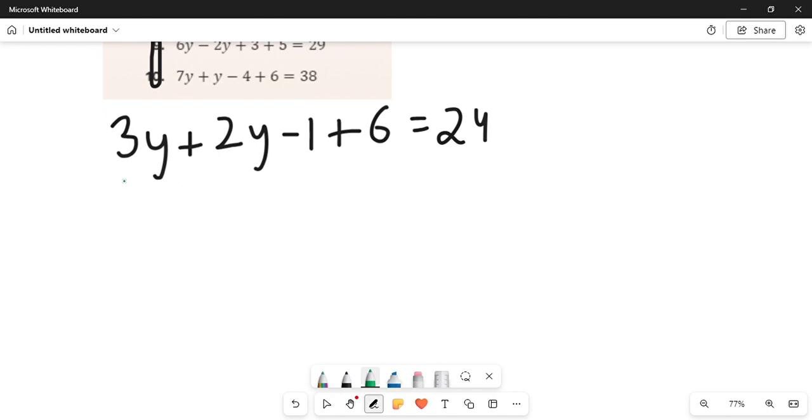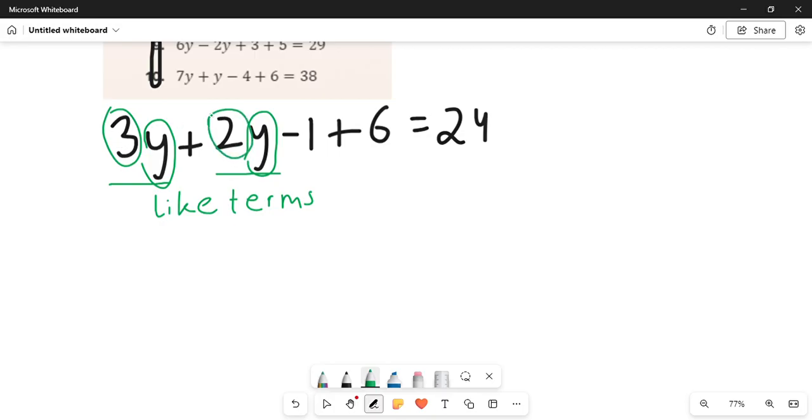Now, if you remember from the previous videos, 3y and 2y are like terms. They're like terms because they have the same variables. Variables are alphabets. So, even though they have different coefficients, the numbers with the variables, they have the same variables, so they're like terms. We can add, subtract, multiply, divide, or do every single operation with like terms. So we'll get 5y and minus 1 plus 6.